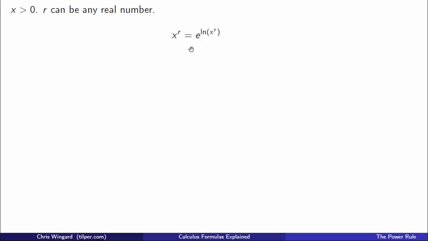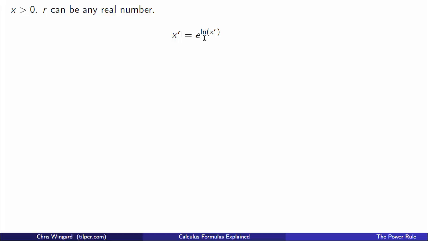And what we're going to do is start by saying x to the r equals e to the natural log of x to the r. Now this might be something that you've seen before, but basically what's happening here is, remember that raising e to something and taking natural log of something are essentially inverse operations. So if we go from the right side to the left side, well, we can do that because the e and the natural log are going to cancel each other out.